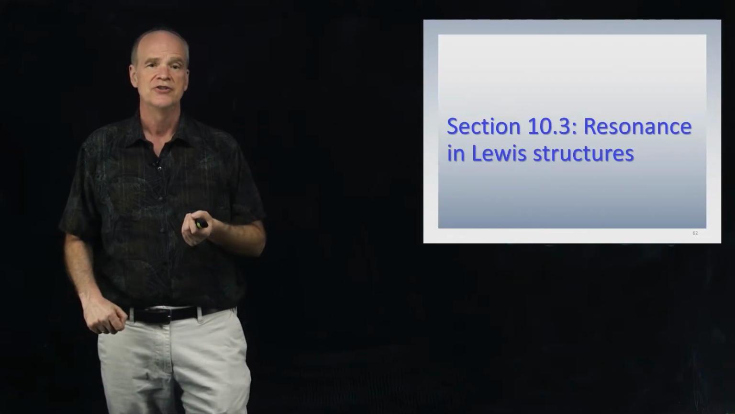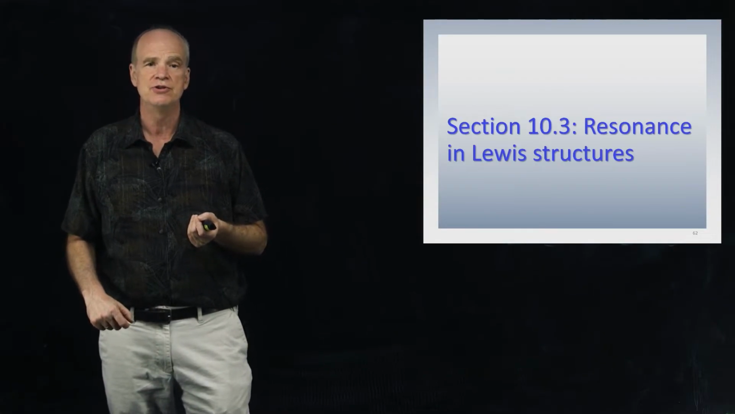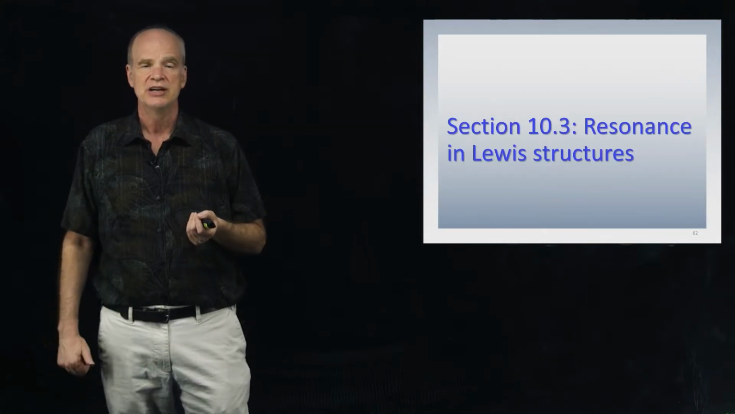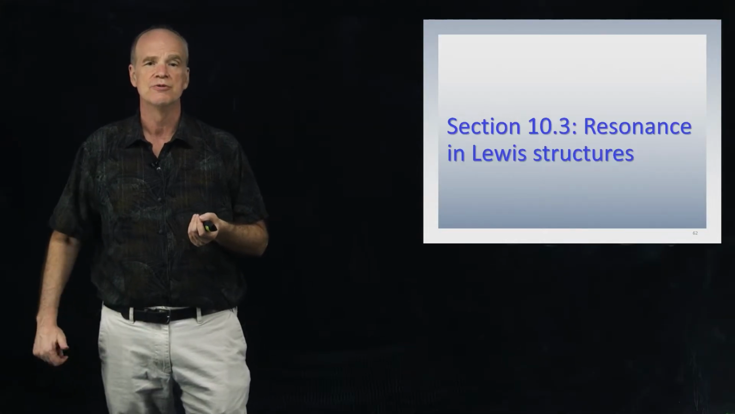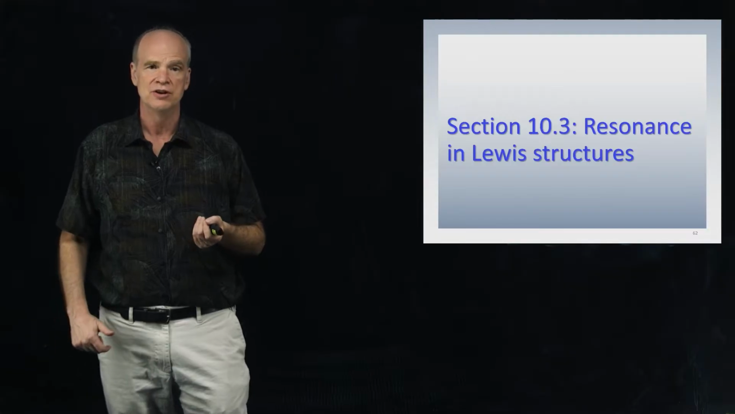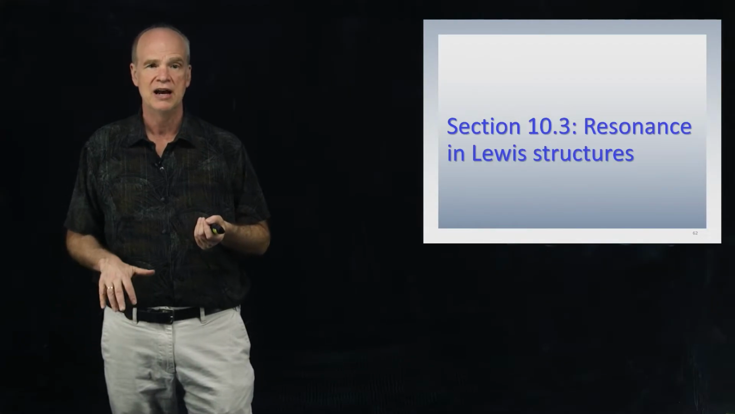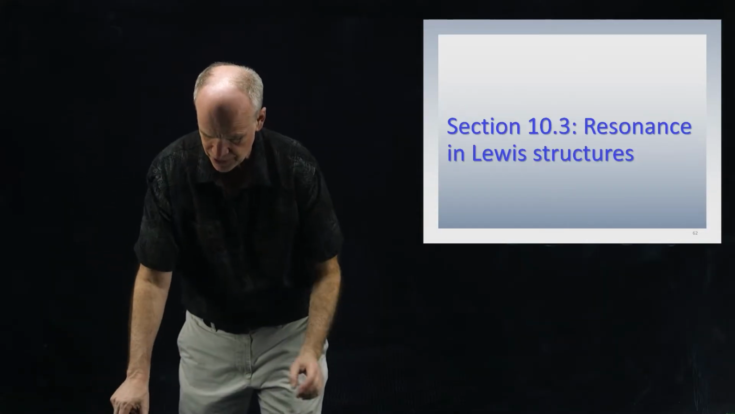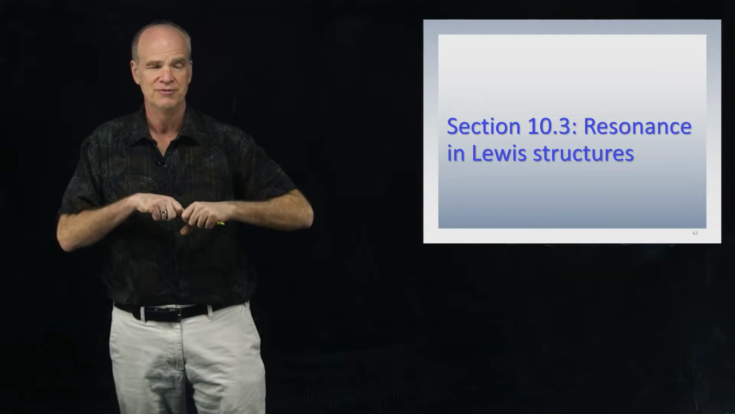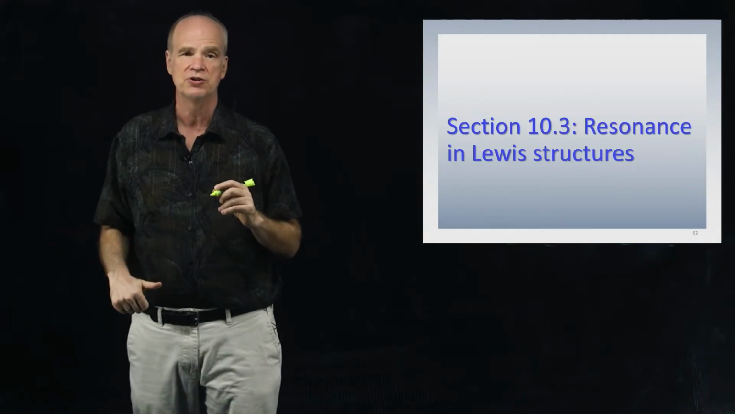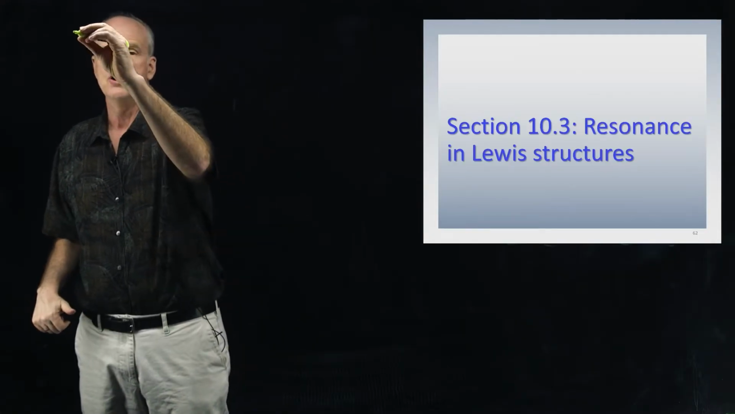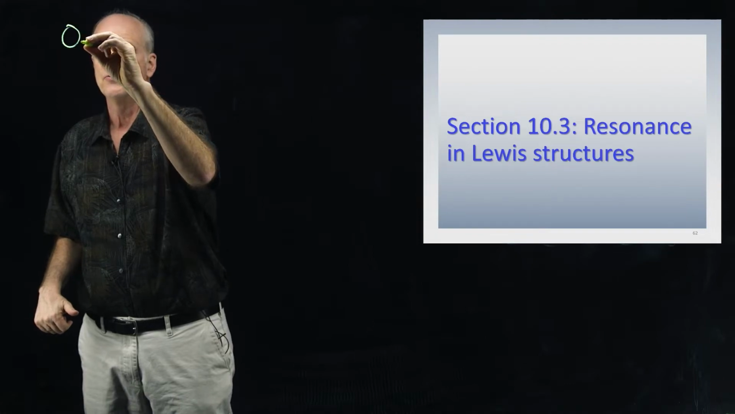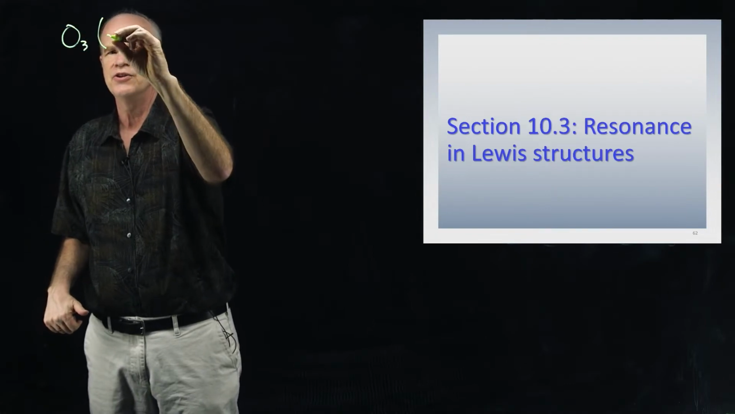So what I want to first do is give you an example of a molecule where you can write a couple of good Lewis structures, and we'll talk about how resonance between the Lewis structures is involved. The example I want to use is a molecule called ozone. So ozone has a formula of O3. So this is ozone.